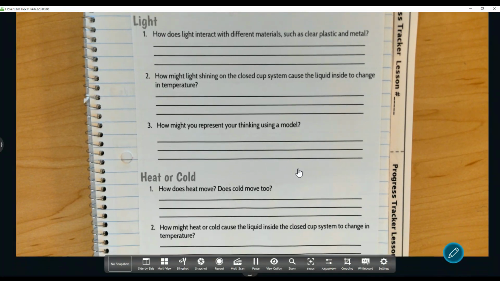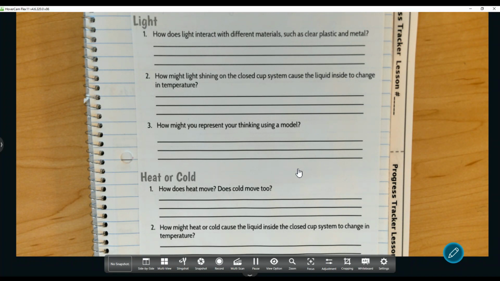And then number 2, how might heat or cold cause the liquid inside the closed cup system to change in temperature? If heat can move through something, then could it cause the liquid inside the closed cup system to change in temperature?